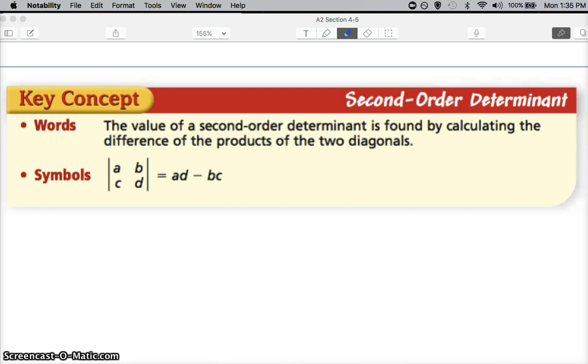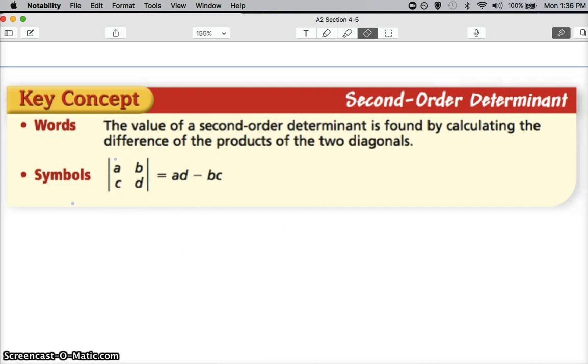So our first key concept is here, and as we talked about before, the value of a second order determinant is found by calculating the difference of the products of the diagonals. And sometimes I think about the way I personally make an X. I make an X by going down like that, right? If you want to cross something out. So I personally make an X like that. So it really is kind of like X multiplication.